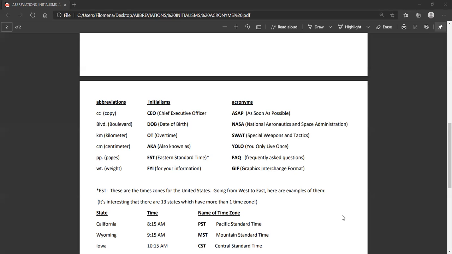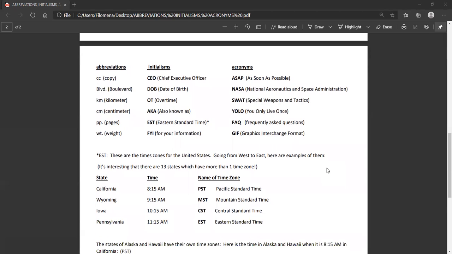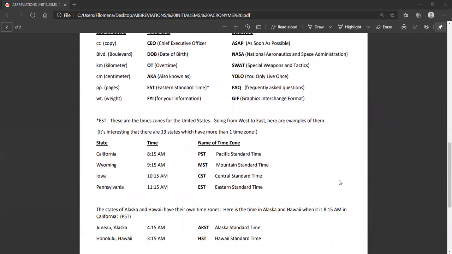Okay, so EST. These are time zones for the United States. The United States is huge. And so depending on where you live, the time might be different. If we're going from west, beginning in California, to east, we'll go to Pennsylvania. Here are examples of the time zones.